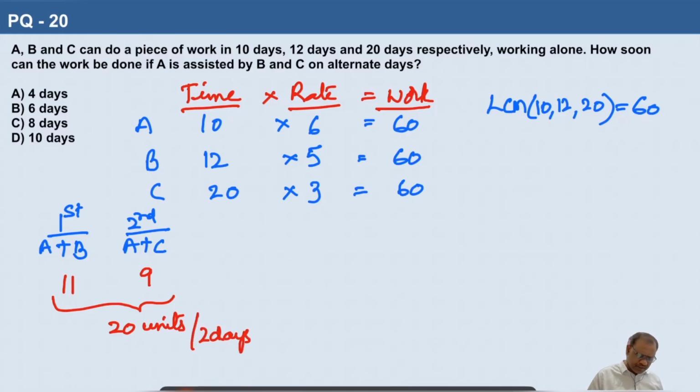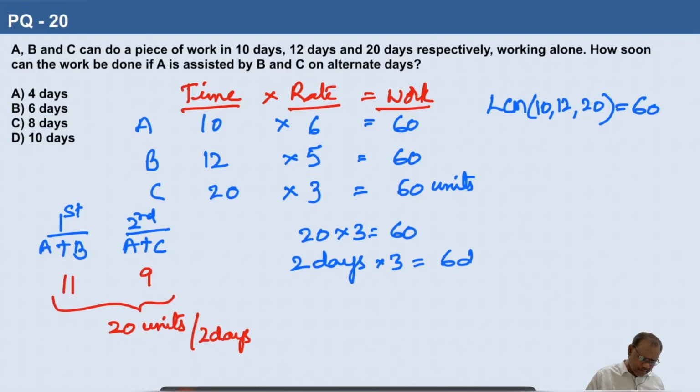So what is the total work? Total work is 60 units. So how many cycles have to be completed? So 20 into 3 is 60. So that means 3 cycles have to be completed. So therefore 2 days into 3 is 6 days. So 3 cycles is 6 days. So total work is done in 6 days. So option B is the right answer.